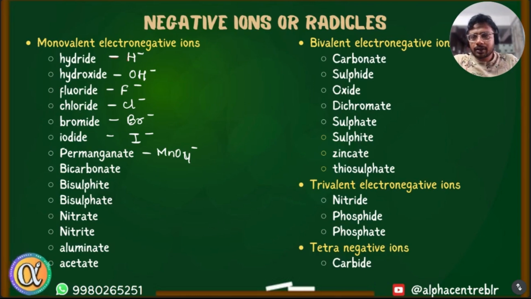So I've actually just written monovalent electronegative ions together. So I think everything which is in this list is -1 only. Okay, so bicarbonate, HCO3 -1. Bisulfite, HSO3 -1. So bisulfite is like a sulfite with an additional hydrogen, but with a -1 valency.